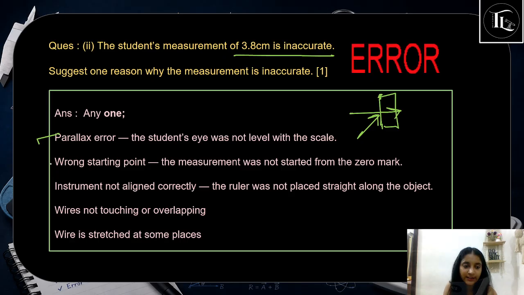Second is wrong starting point. Sometimes the measurement that we're taking does not start from the 0 mark. So that can be one issue. Instrument not aligned correctly. Maybe the ruler that you are using is just not placed well. Then wires not touching or overlapping, or the wire is stretched at some point. So these can also be the reasons why the readings are inaccurate.